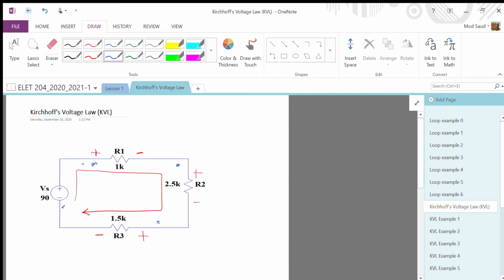So the first thing the current will see is a positive sign. So it is positive VR1, and then positive VR2, and then as the current goes through that resistor, it will be positive VR3, and then the current will see negative 90, equals 0.